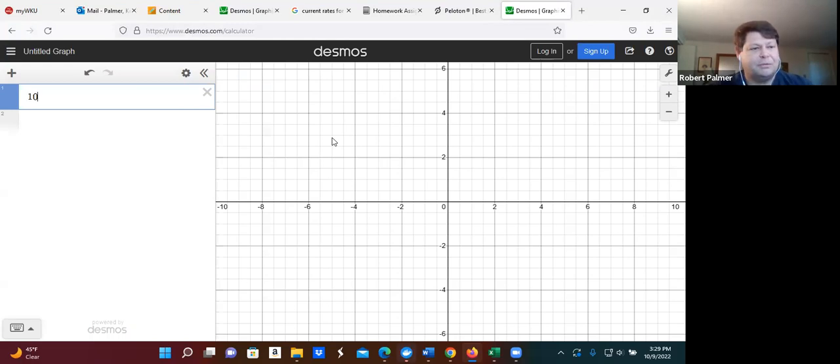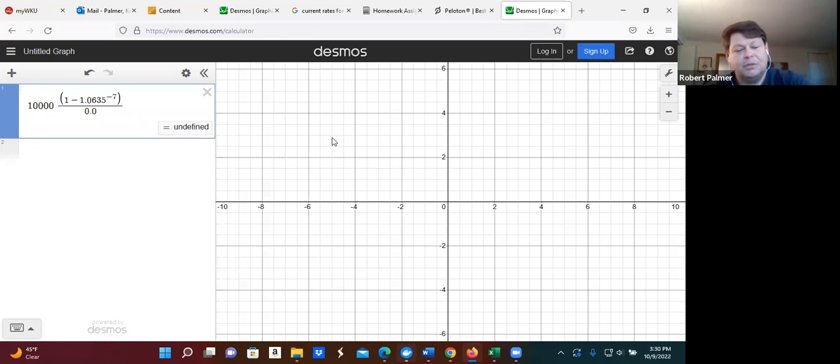So our payment was 10,000, little space. Then I'm going to use parentheses here, so we have to divide the whole thing. 1 minus, then the 1 plus the interest is 1.0635. Then we're going to raise that to the -7. I get out of the exponent, then use parentheses, we're still not there. Then we're going to divide that by I, which is 0.0635.